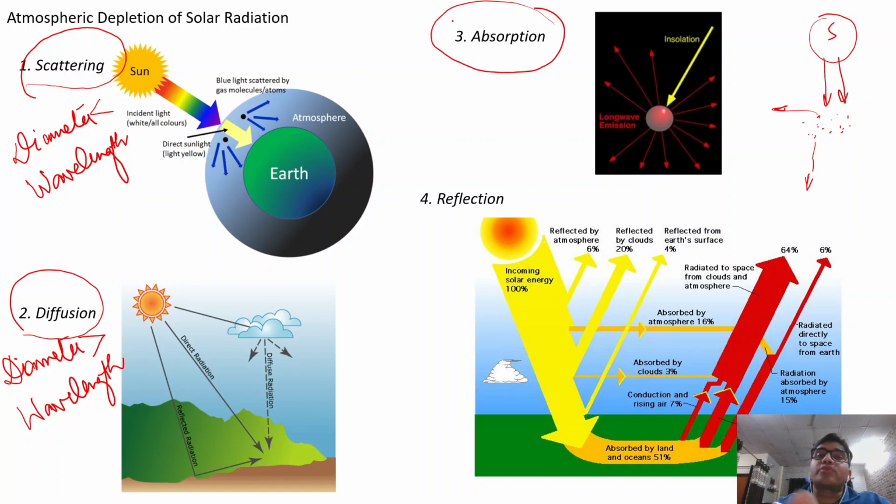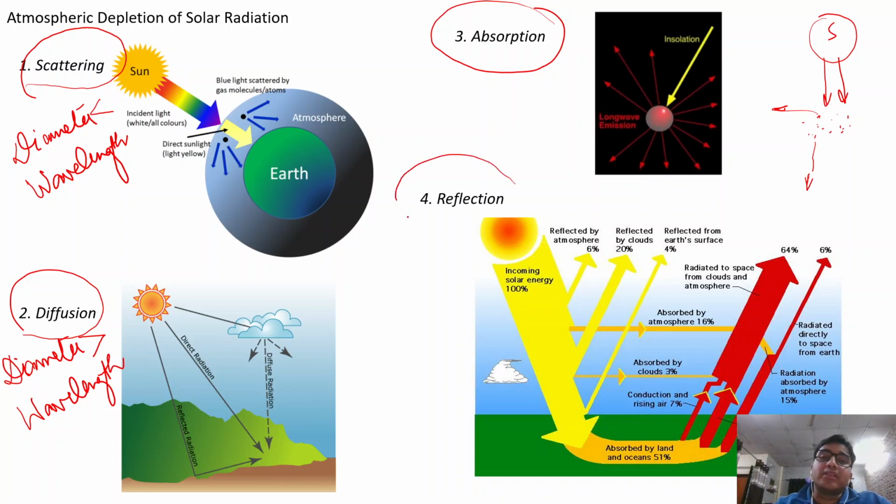Third is absorption. Absorption is a phenomenon in which the atmospheric entities retain the radiation, and then they convert it to a different form of energy, that is called absorption. So when the visible light comes through the atmosphere, it is absorbed and then it is converted to long wave infrared emissions. So that is one of the ways how the solar radiation gets depleted in the atmosphere.